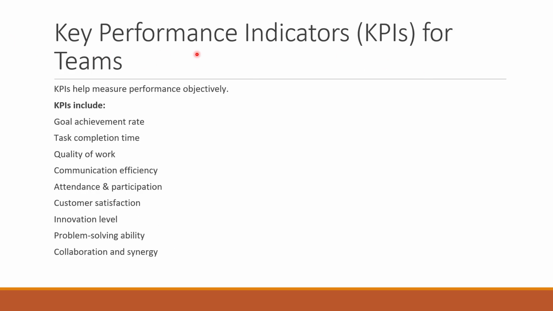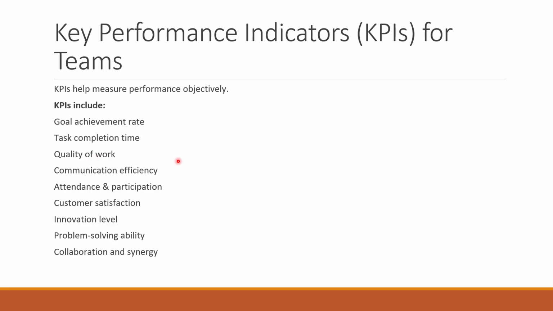Now let's understand what exactly KPI indicators could be for the sake of evaluating performance. These are, of course, measurable indicators that help assess how effectively a team is achieving its goals. The very first KPI is the goal achievement rate, which means are the team goals met on time or not, and what is its rate, which is generally calculated as a percentage. Then is task completion time: how much time is the team taking to complete the task, and on the basis of the time taken their performance is evaluated.